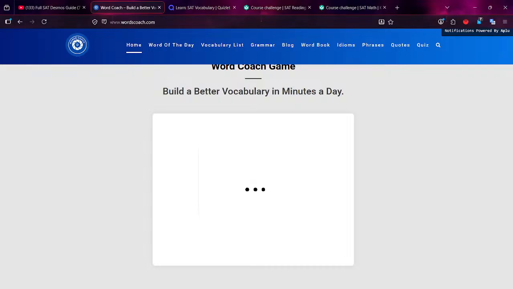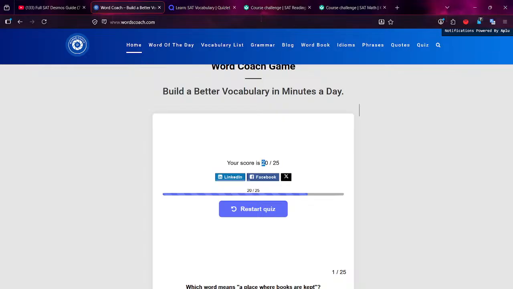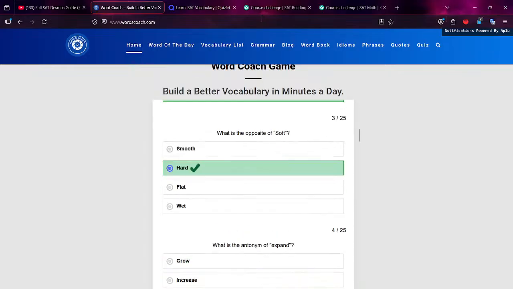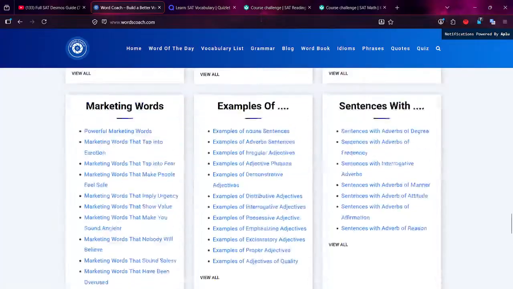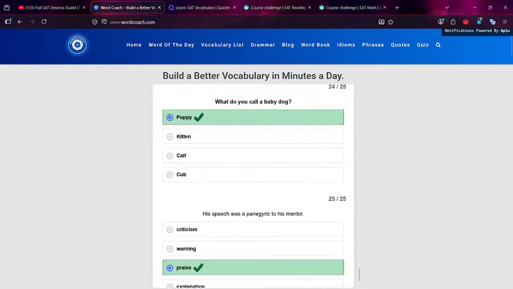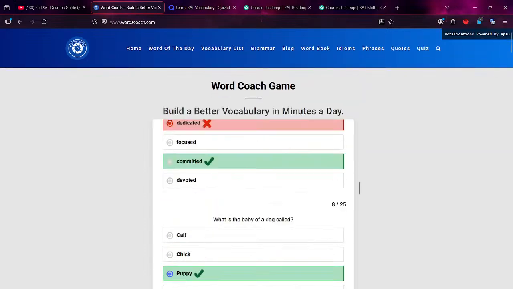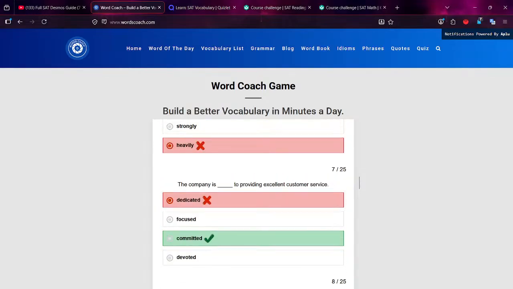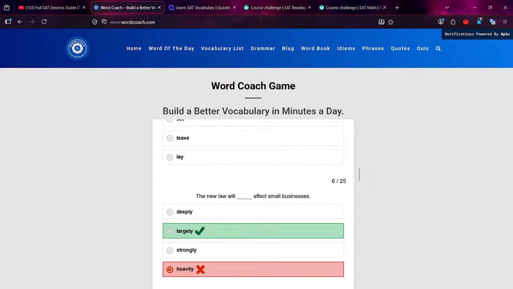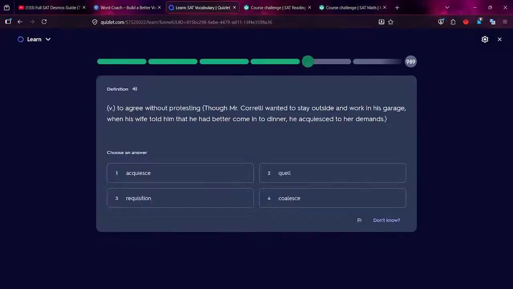Today we got a result of 20 out of 25. It's gonna be alright. The problem today was that a lot of these words meant very similar things, so that's why it was like that. So now, switching over to our Quizlet vocab.